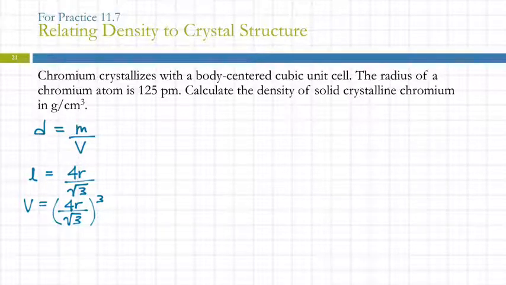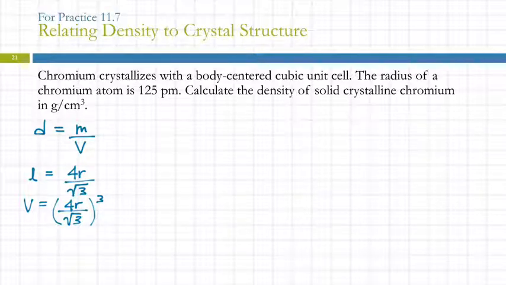How would we find the mass of the unit cell? Could we find the mass of one chromium atom? Yeah. How many chromium atoms are in one body-centered cubic unit cell? 2. So the mass of the unit cell would be equivalent to the mass of 2 atoms, and the volume would be given by this equation relating to the radius of the atom.